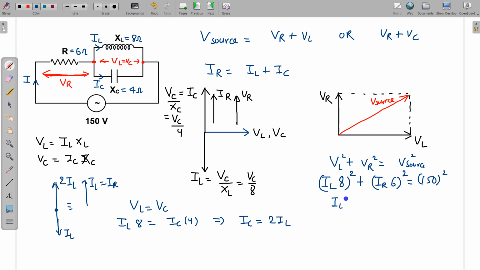So IR squared is 64, and this is also equal to IL squared, 36. This is 150 into 150. So 36 plus 64 is equal to 100, and IL squared is equal to 100, these two zeros will go, and IL squared is 15 into 15. From here IL, the RMS value of current through the inductor, is equal to 15 ampere. So this is the answer for IL.